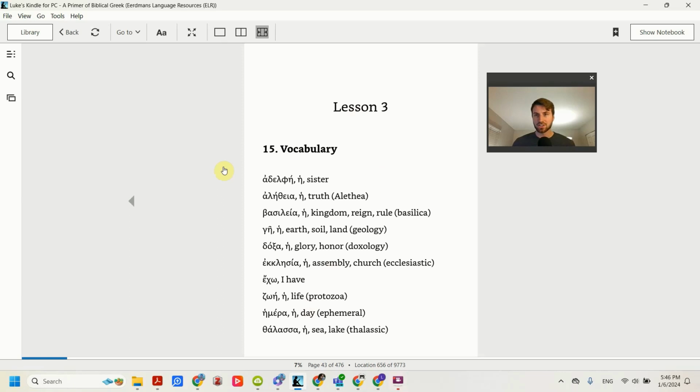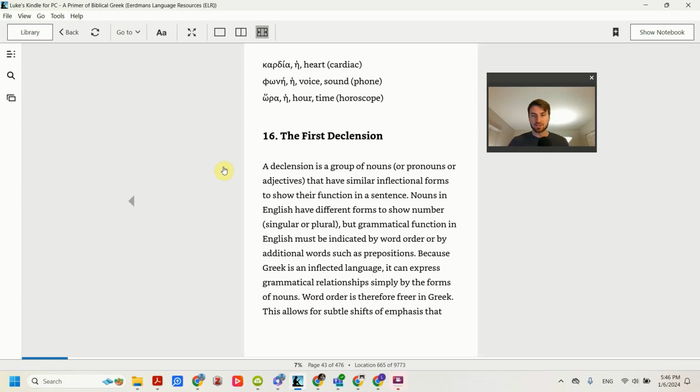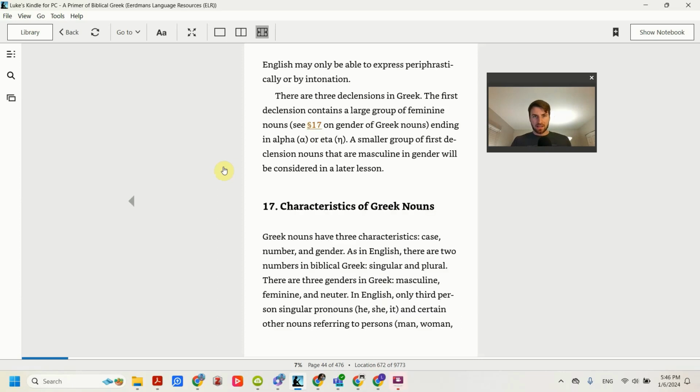Okay, we are on to lesson 3. This is a really important lesson. Going down here, we are starting nouns now. First, we're going to talk about the first declension. And right after that, going into first declension, it talks about characteristics of Greek nouns.